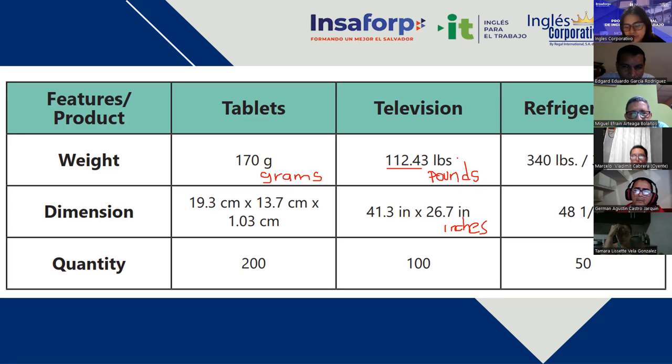How much does a refrigerator weigh? How much do refrigerators weigh? 340 pounds. We have one that is 340 pounds and another that is 380 pounds. What's the dimension of the tablets? 19.3 centimeters times.